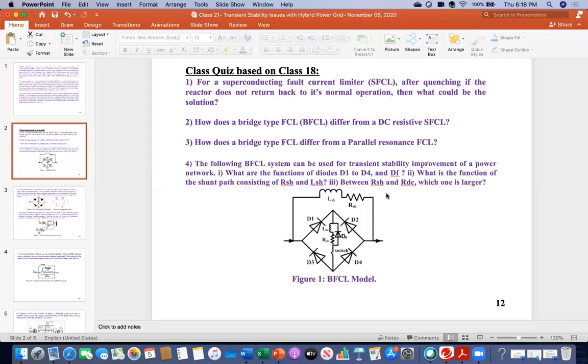Excuse me, which one? Can you repeat, please, Dr. Ali? Oh, so RSH is larger, this one. So you are comparing this RSH, which is in the shunt path, versus this RDC here. So therefore, write down that RSH is larger, because that is your main fault current limiter. Oh, yes, Dr. Ali. I thought you said the opposite. I'm sorry. Yes, you're right. Okay. Did you write that one? Yes, I got it right. Thank you. Okay, so therefore, Venkat, everybody is fine.